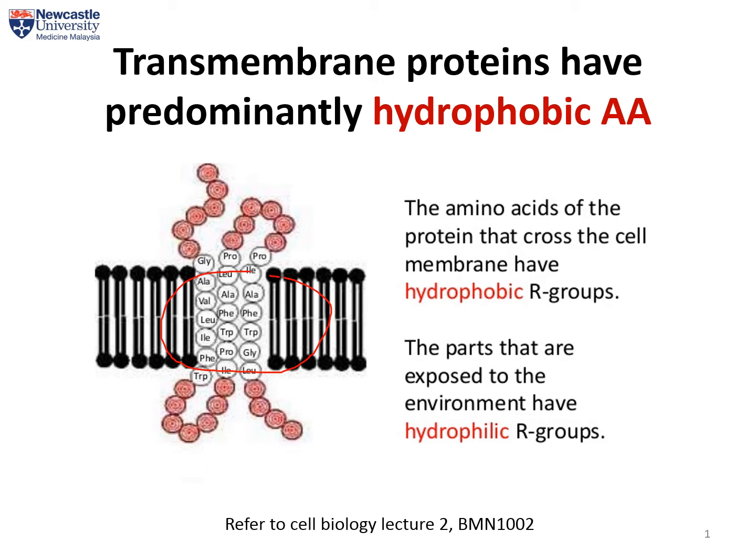Well, for the protein parts that are exposed to the environment or to the cytoplasm, they have mostly hydrophilic amino acids so that they can readily interact with the water molecules, which is bipolar in nature. So for more information, you should refer to Cell Biology Lecture 2.